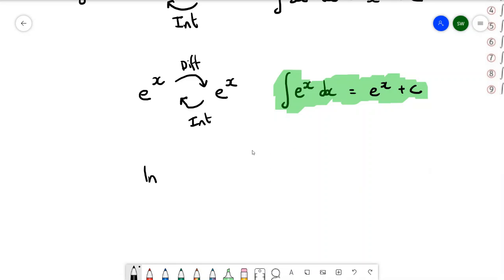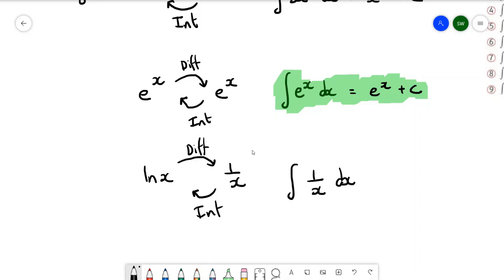Another integral that you're expected to remember comes from the fact that you know how to differentiate the natural log of x. If you differentiate natural log of x, you get 1 over x. So that tells you that if you integrate 1 over x, you get natural log of x. We could write that as another useful result: the integral of 1 over x is equal to ln of x plus c.